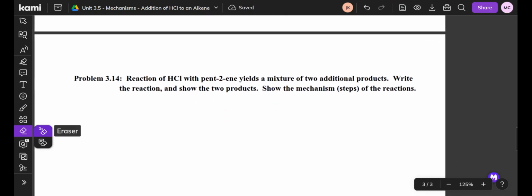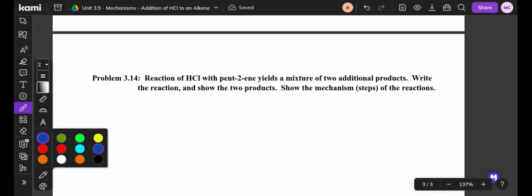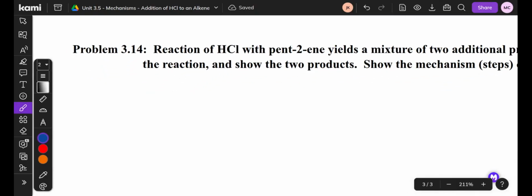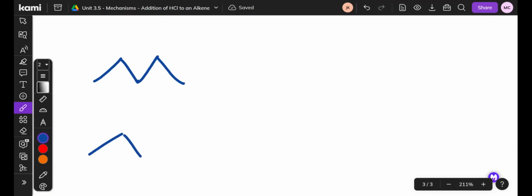All right, so this one says that we have a reaction of HCl with pent-2-ene yields a mixture of 2 addition products. Write the reaction, show the 2 products, show the mechanisms for the reaction. Now, since this one is a little easier to demonstrate with a chain, I'm going to show it like that. Actually, I'm going to show both of them at the same time.